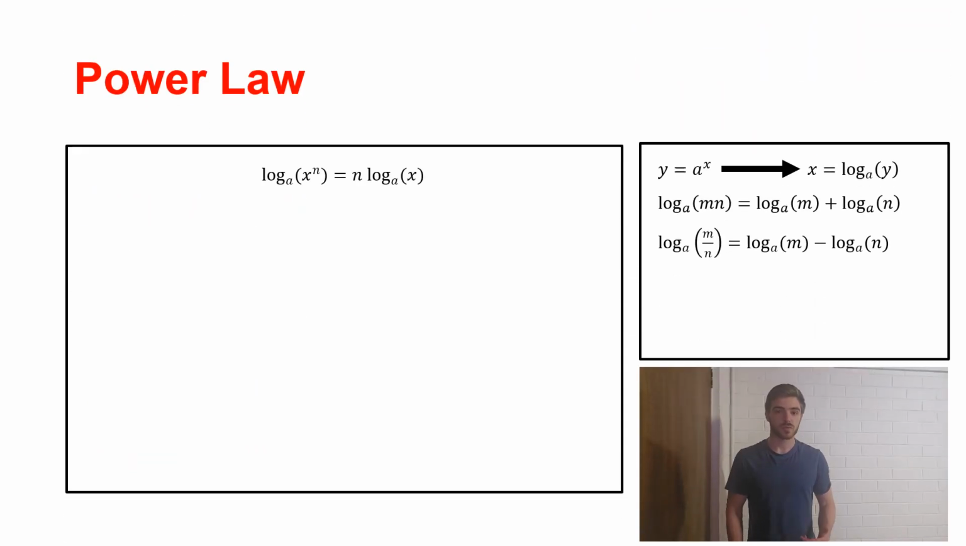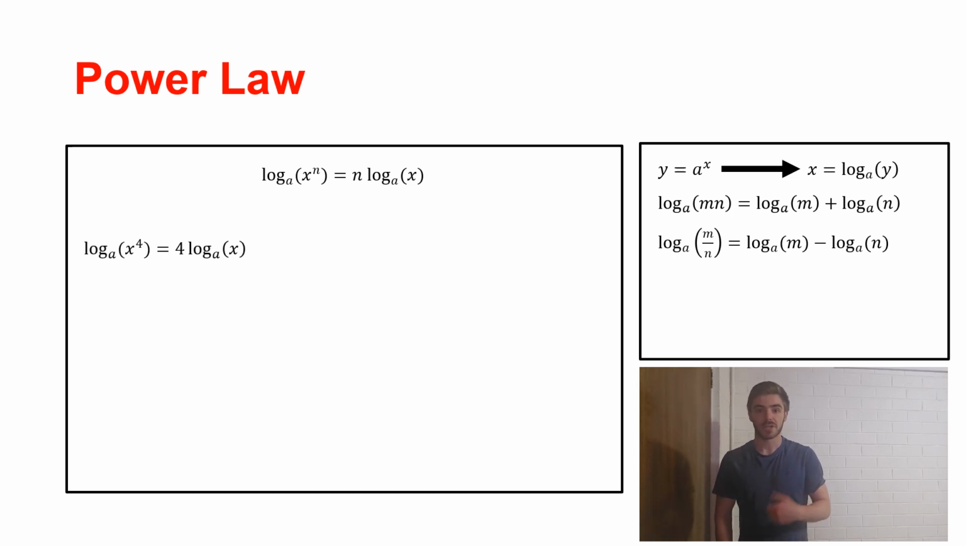If the brackets of your logarithm are raised to a power, then that power can be brought out the front of the logarithm. For example, if I have log a of x to the power of 4, then I can rewrite that as 4 times log a of x. It's worth noting that the entire bracket needs to be raised to the power for this to work. For example, if I had log a of 2 times x squared, then I can't take the power of 2 to the front because the 2 was not also squared.